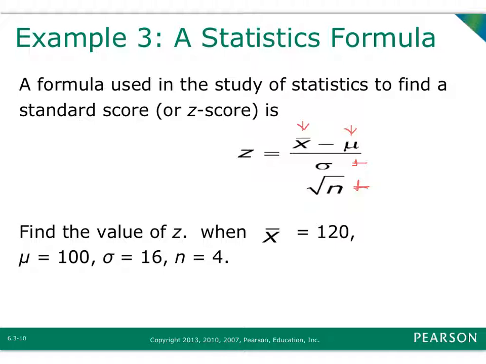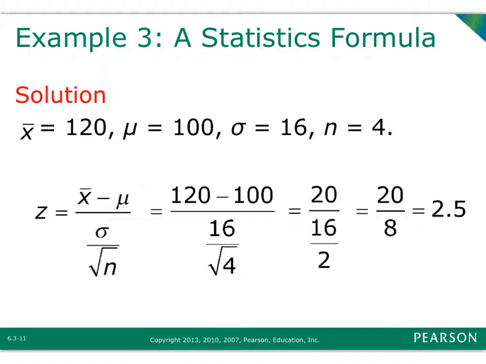We find the value of z. So it says find the value of z when x bar is 120, mu is 100, sigma is 16, and n is 4. So the solution is we plug in 120 for x bar, we plug in 100 for mu, we plug in 16 for sigma, and n, of course, goes in as 4 for the square root of n.